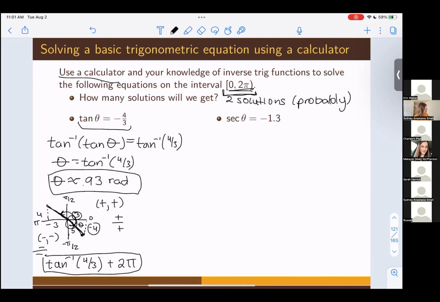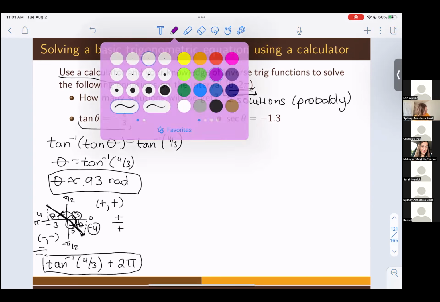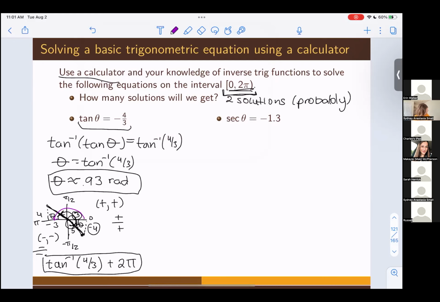We know that this reference angle right here is theta. We know that the reference angle right here is theta. So we could think about just starting at our baseline, going around pi, and then going back the reference angle of theta. So as a result, this angle is just the inverse tangent of 4/3, which is that negative 0.93, and then just plus pi.